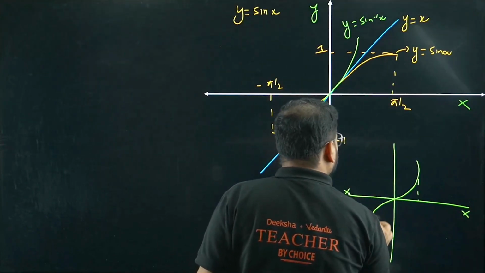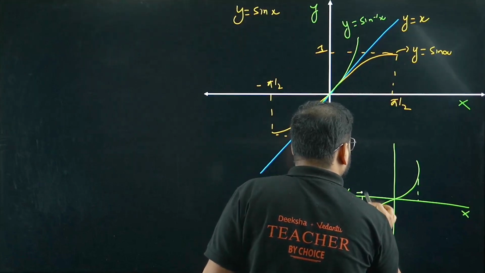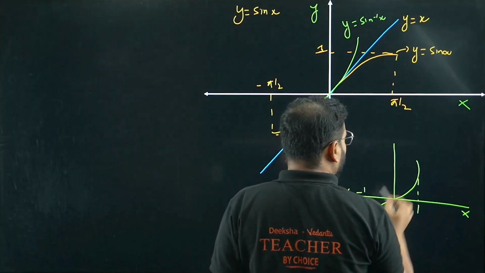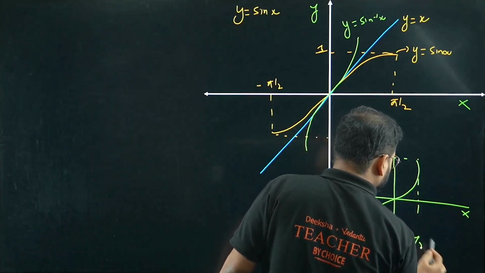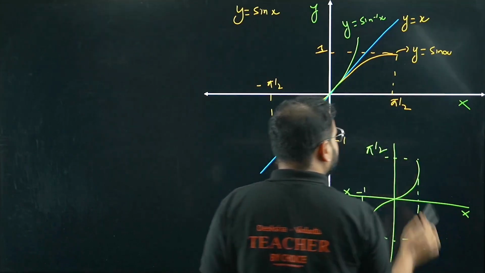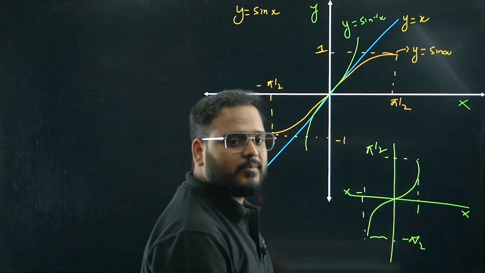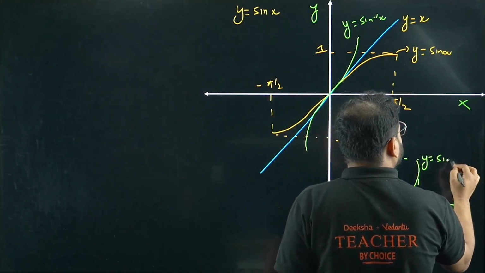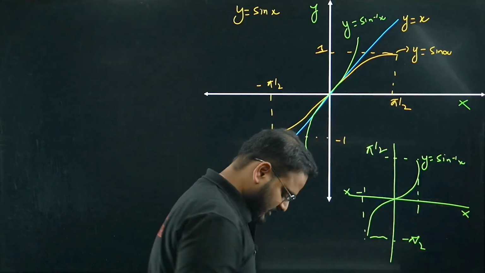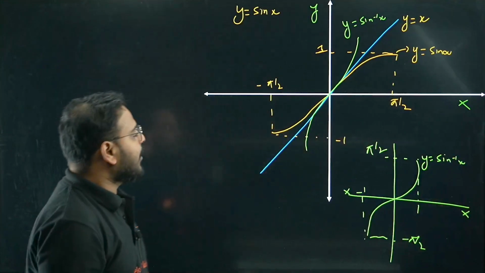So x will go from where to where? It will go from minus 1 to 1. And y will go from where to where? It will go from minus pi by 2 to pi by 2. Is that clear? Okay. So this is the graph of y equals sin inverse x. Is that clear?